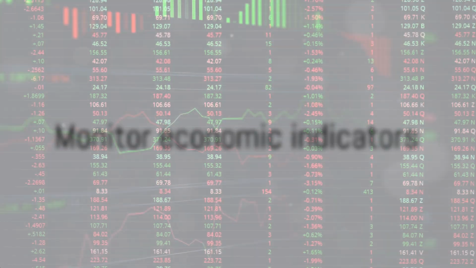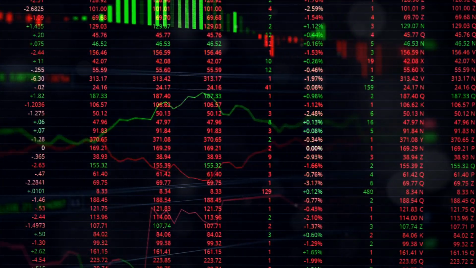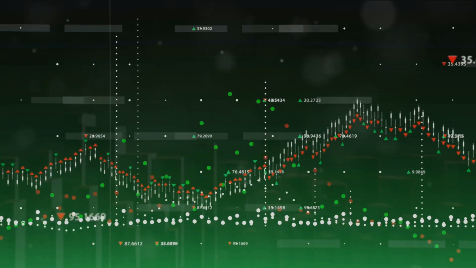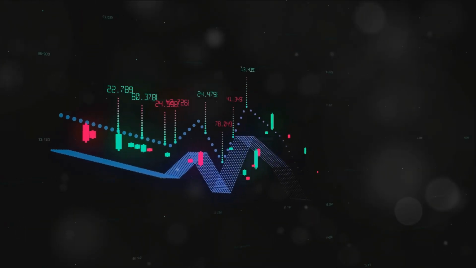The second step is to monitor economic indicators. These include unemployment rates, GDP, retail sales, and consumer confidence indexes. An increase in unemployment rates, a decline in GDP, weak retail sales, and low consumer confidence are often signs of an impending bear market. Next, keep an eye on market volatility.